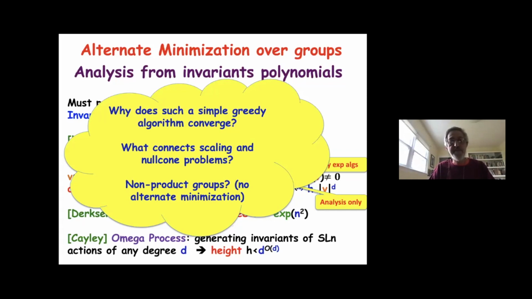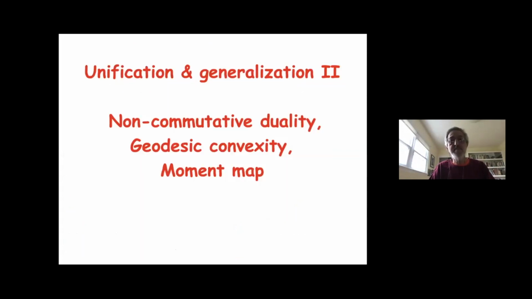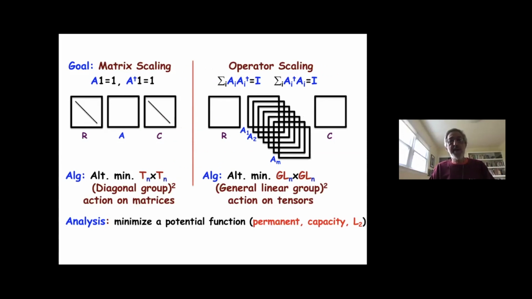Okay. So we generalize more. And I'll tell you about non-commutative duality and geodesic convexity and the moment map. So again, back to our picture, these were the examples. And now we are going to do something strange.